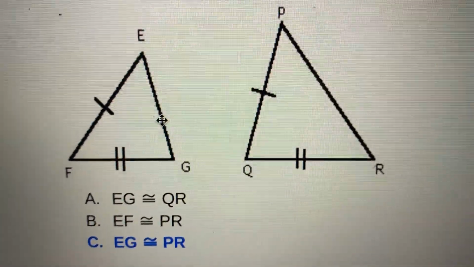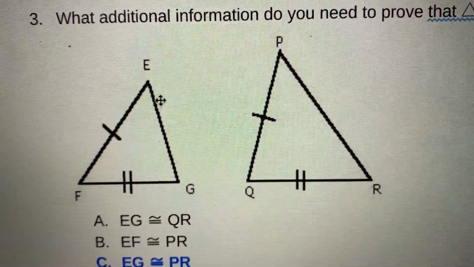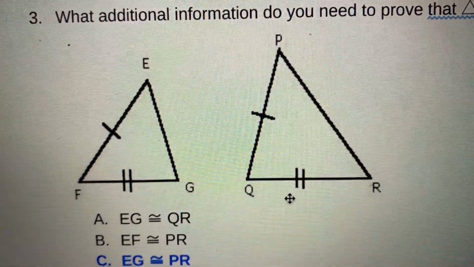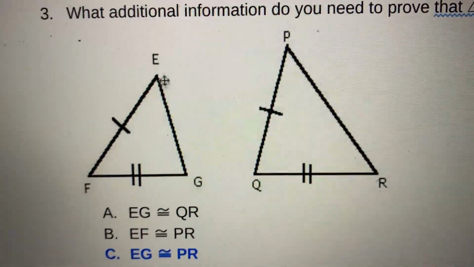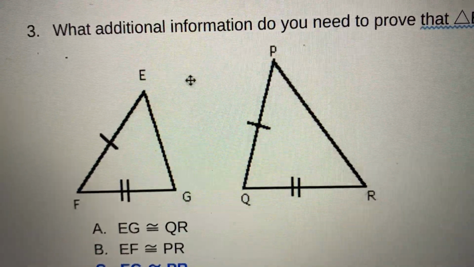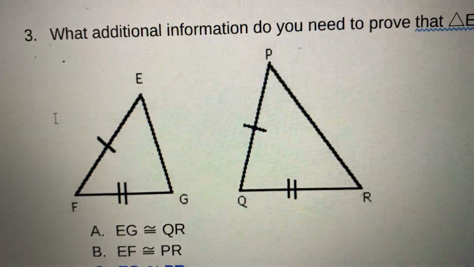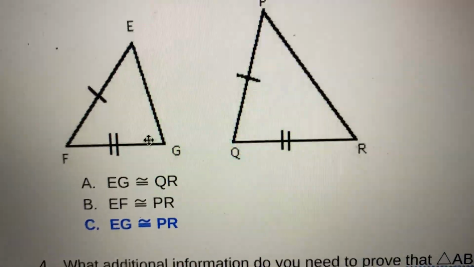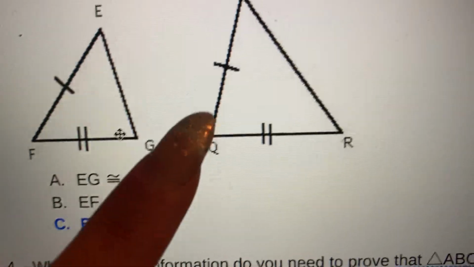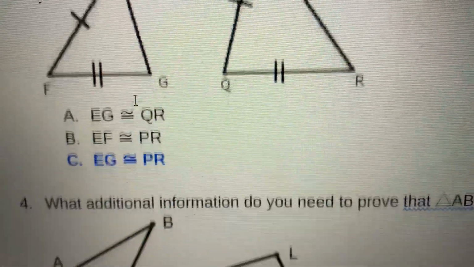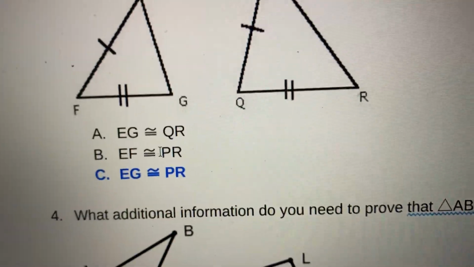So the first one says EG and QR. That's not what we need. The second one says EF and PR. Nope, we don't need that. And the last one says EG, so this one here, EG and PR, which is what we need, so it's going to be C.